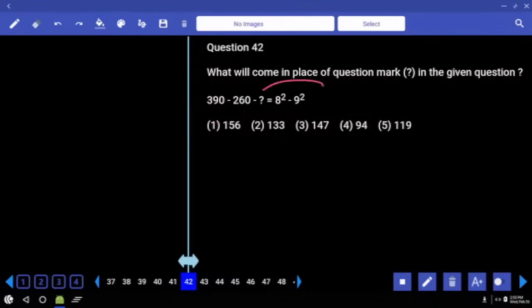Minus x goes to the other side. These two numbers will come to left hand side. Correct? Right. So now I think we can go for last digit verification. All are ending with different numbers, right? Already it is ending with 0. If 8 square comes to left hand side, becomes minus 4. 9 square comes to left hand side, becomes 1. 1 minus 4 ends with 7.